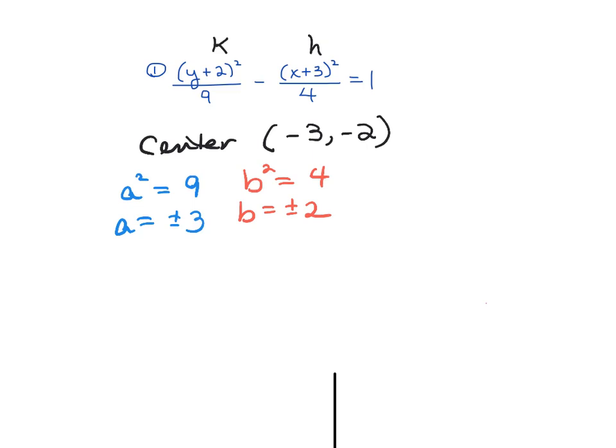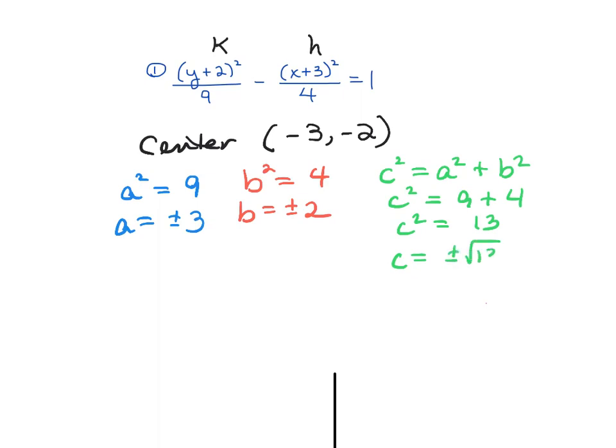I need to find the c value so I can calculate the focus. So c squared equals a squared plus b squared. C squared equals, my a squared is 9, my b squared is 4. 9 plus 4 is 13. Square root it, plus and minus the square root of 13. Now, I can't break 13 down, so I'm just going to leave it like this. So now what we'll do is calculate the vertices, the asymptotes, and the focus points.